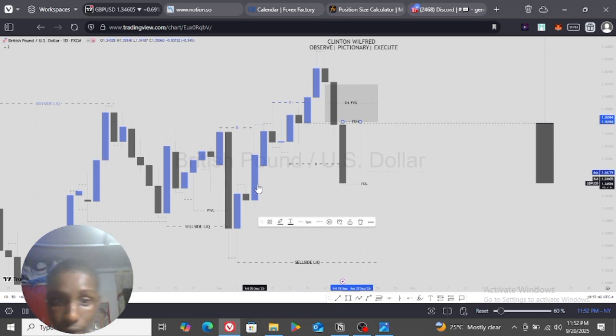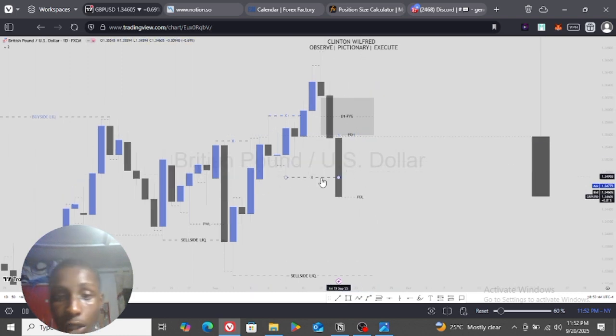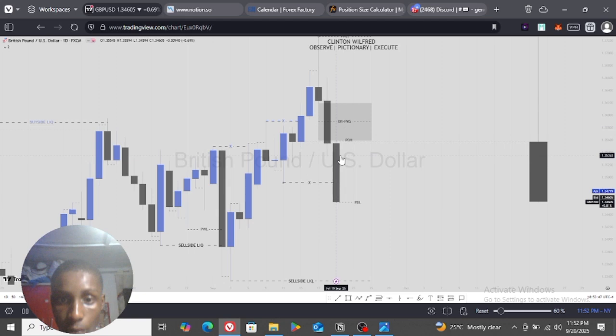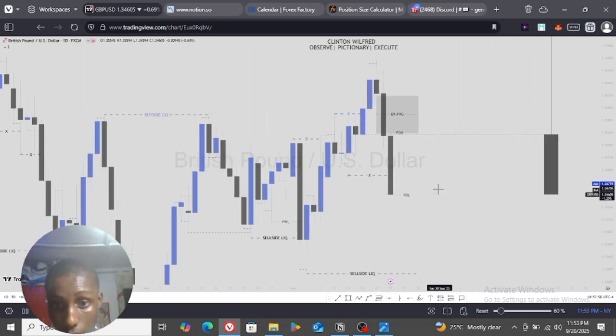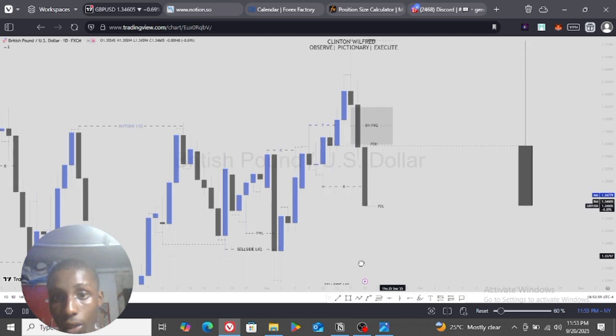Usually we have a reaction at this point. Sell side liquidity can usually bounce from here to buy side, but I think we have this sell side, we have this imbalance. So the price will react at this point or continue expanding down, continue the downside to this sell side liquidity as I marked.